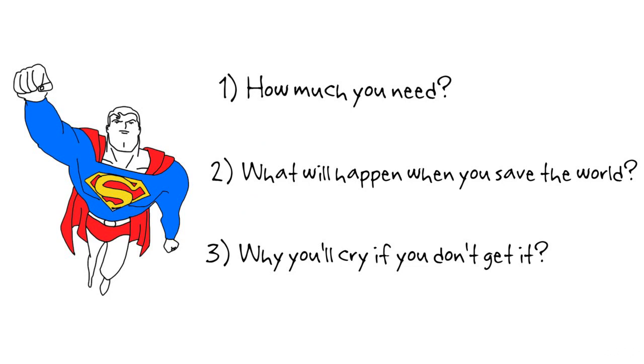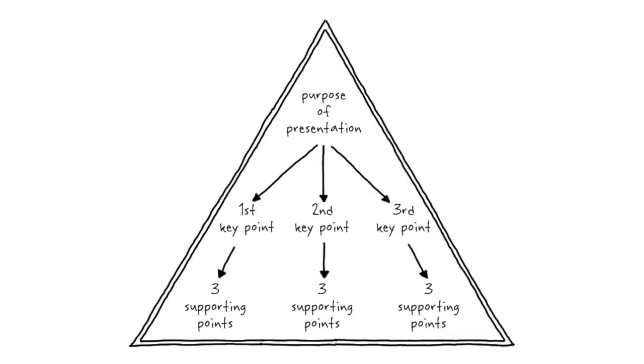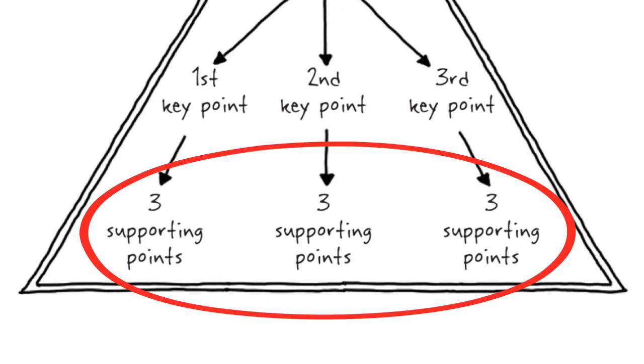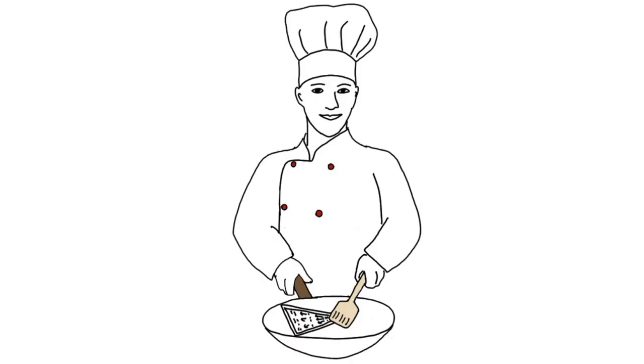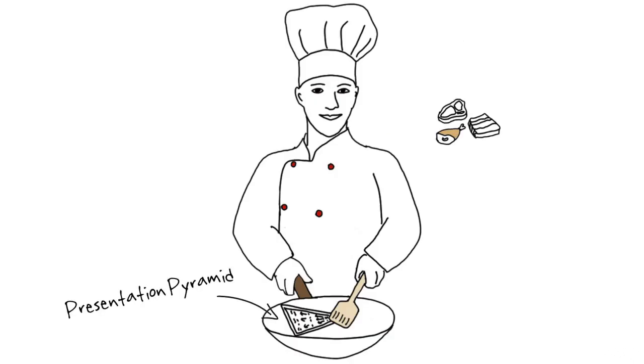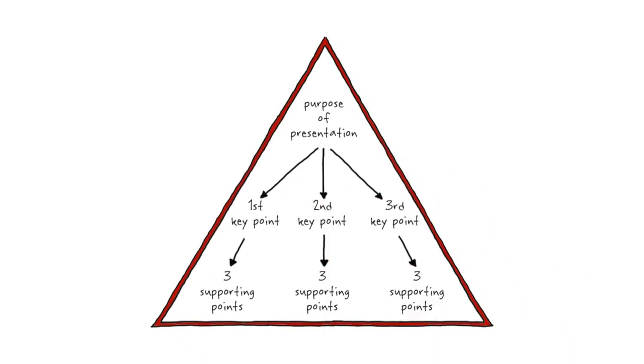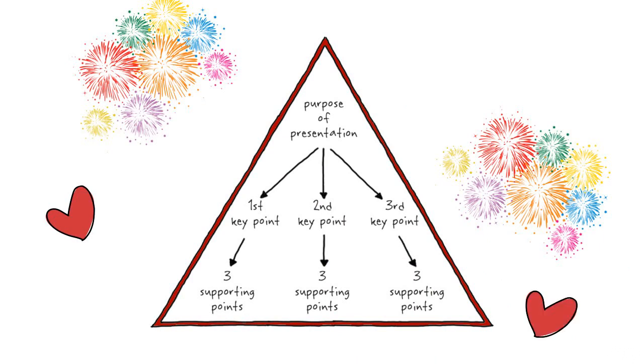Simple, right? Finally, the third and last part of your presentation pyramid is to list 3 supporting points for each of your main points. These are the little details to add meat and muscle to each of your 3 main points. So that's it. How to design a super clear and beautiful message using a presentation pyramid.